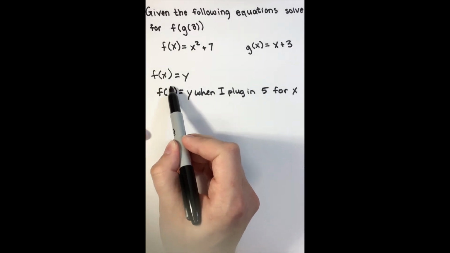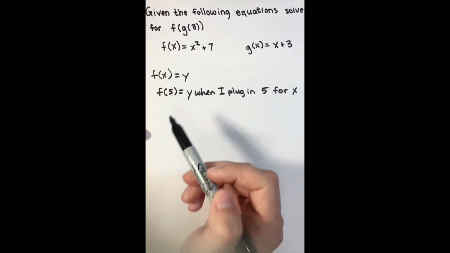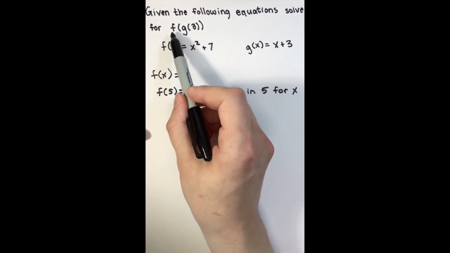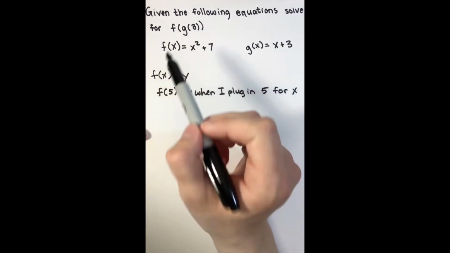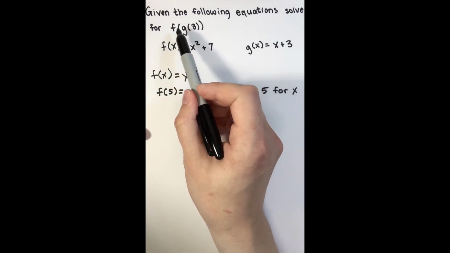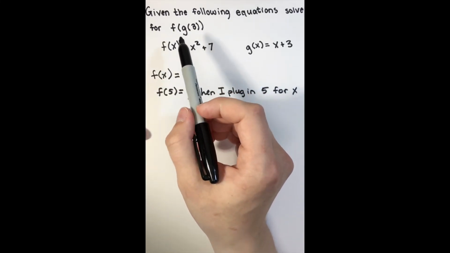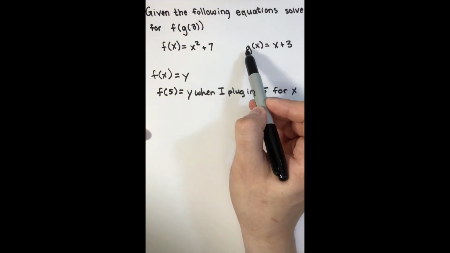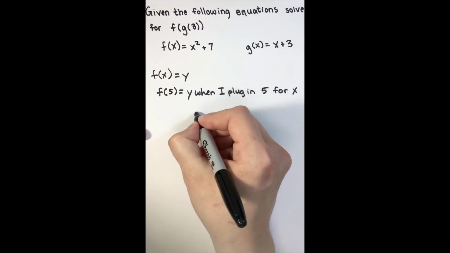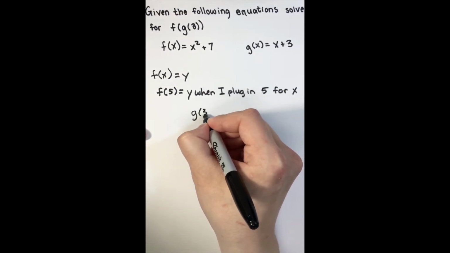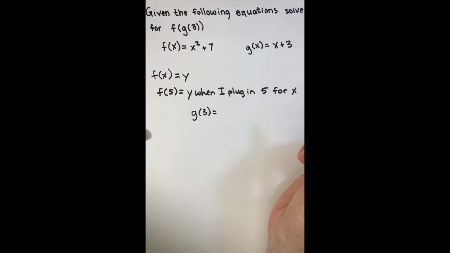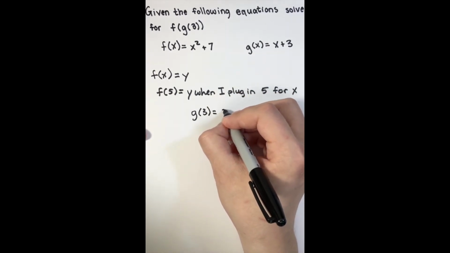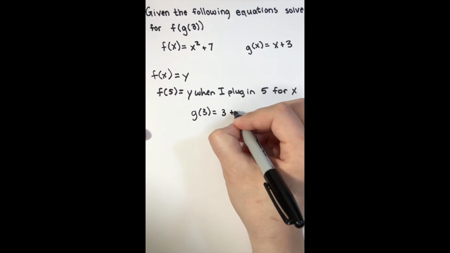If it gives you a number in the parentheses, you're just going to put that number in wherever you see an x. So for this one up here, it says f of g at 3, or f of g of 3. And you want to work inside out. So you have g of 3. We're going to look at this g of x equation, and I'm going to write g of 3 equals, and then instead of putting an x there, I'm just going to put in a 3. So 3 plus 3.